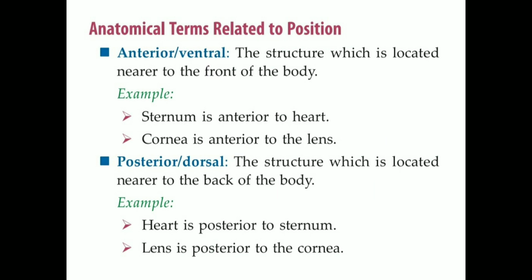The anatomical terms related to position. The anatomical terms that are used in relation to position include anterior or ventral. The structure which is located nearer to the front of the body is anterior, or ventral. Example, sternum is anterior to heart, and cornea is anterior to the lens. Sternum is the breastbone, and posterior to that, heart is located. So, sternum is anterior to heart.